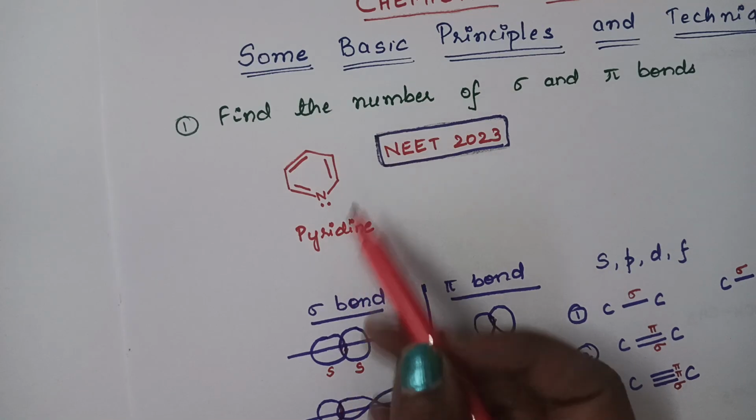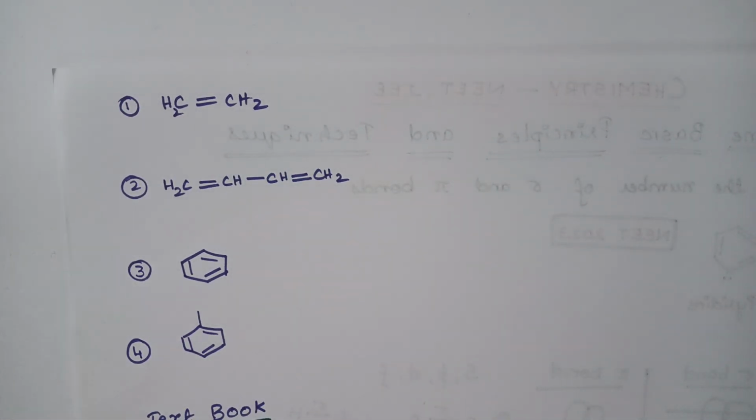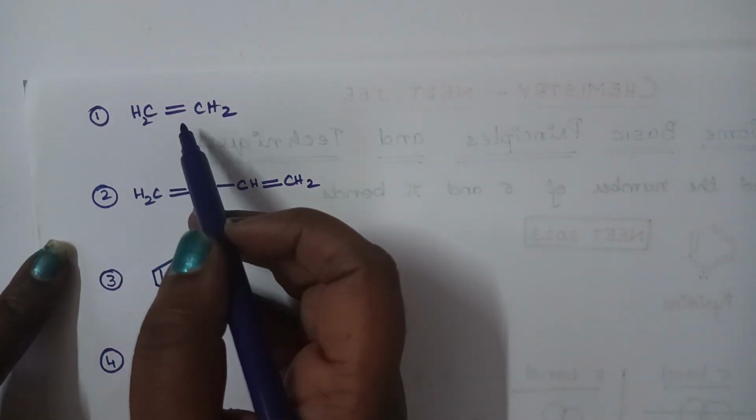So at the end we will solve the NEET 2023 question which is given here. So at the end we will solve this. Now we will take a simple example and solve it. In this first question, we have to find the number of sigma bonds and pi bonds.